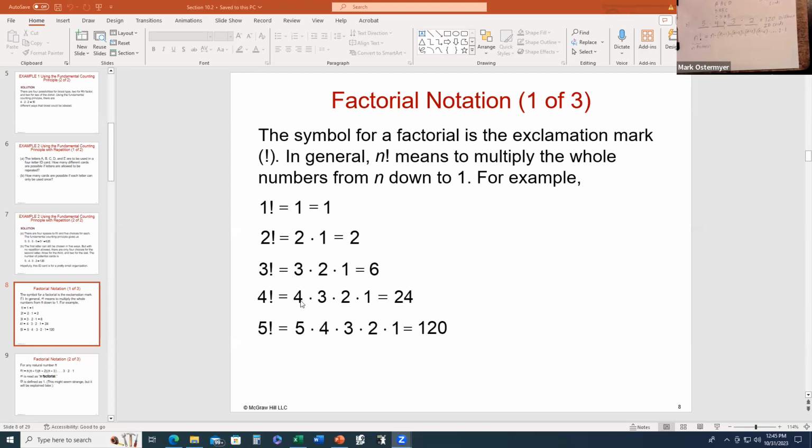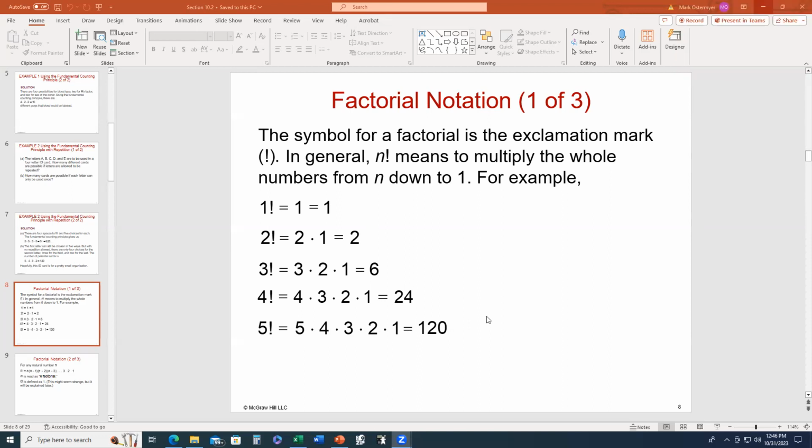4 factorial is 4 times 4 minus 1, which is 3, times 4 minus 2, which is 2, times 4 minus 3, which is 1. 4 times 3 is 12, times 2 is 24, times 1 is 24. 5 factorial is 5 times 4 times 3 times 2 times 1, which is 120. You can see that factorials grow very, very quickly. Any questions about the factorial function so far here?